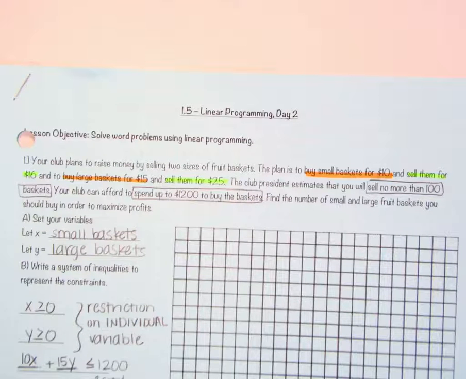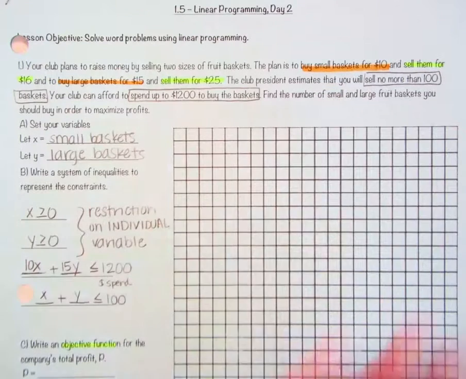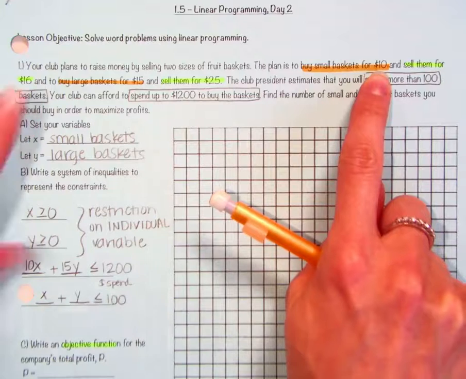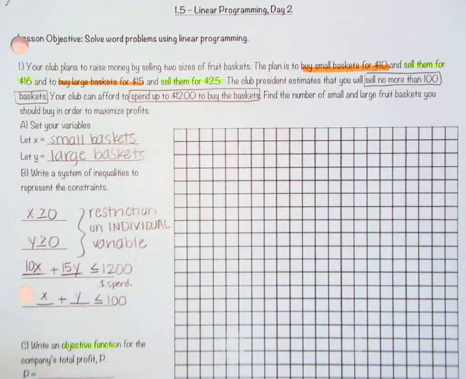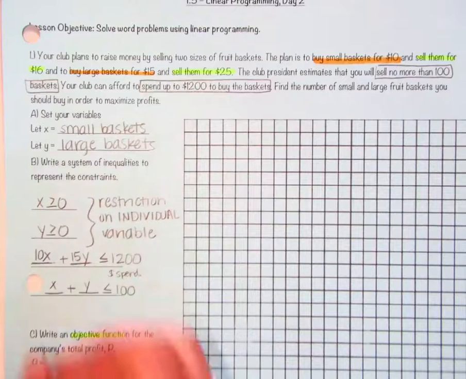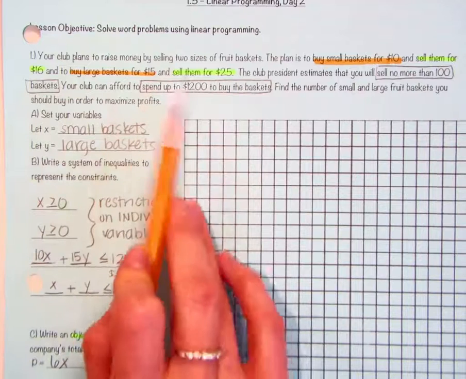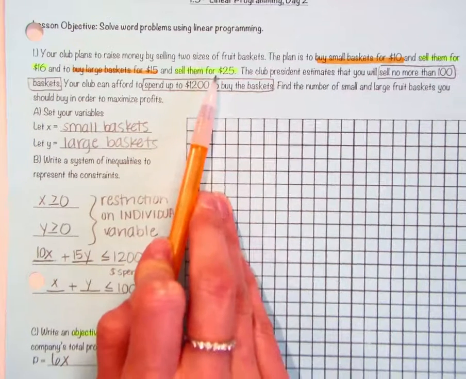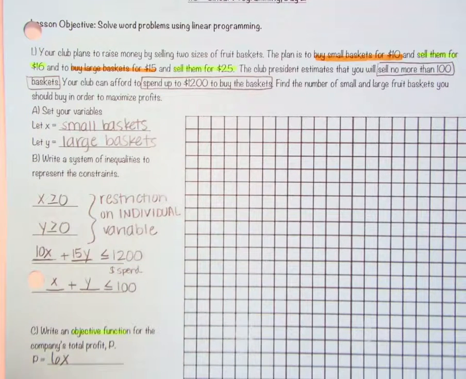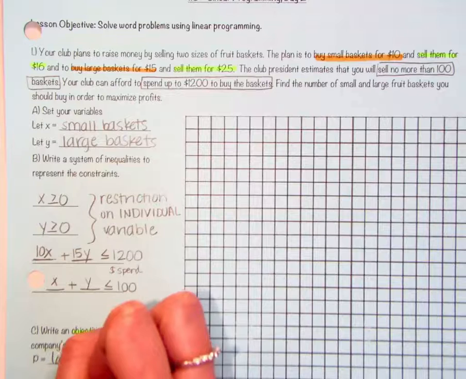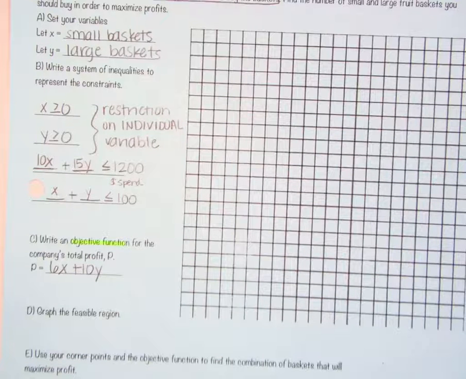Remember, the profit on something is the difference between what you spent and what you made. So if we bought baskets for $10 and sold them for $16, what would our profit on the small baskets be? $6. And if we bought the large baskets for $15 and sold them for $25, what would my profit on the large baskets be? $10. So that's going to be my objective function. This club is going to make $6 for every small basket I sell and $10 for every large basket they sell.